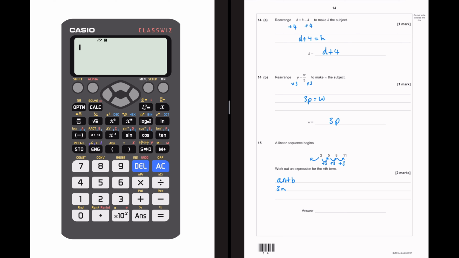And then to find out what this b term is, we work out the previous term at the start. So if we're adding 3 going to the right, we're going to subtract 3 going to the left. So 2 minus 3 is negative 1. So the final answer is 3n minus 1.